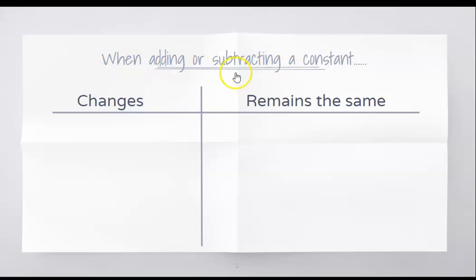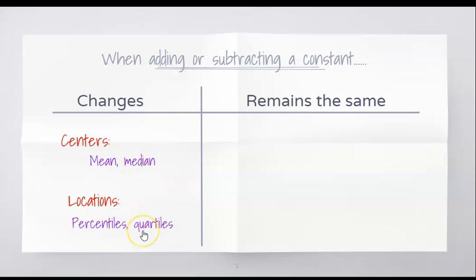The things that are going to change when I add or subtract a constant, like adding 5 points: the centers will change. You will add the same amount to the mean and the median. The locations will change too, the percentiles and the quartiles. The actual values at the 25th percentile or the 28th percentile will be changed because you've added something to all the values. But what stays the same is the shape. If it was a symmetric distribution, it would still be symmetric. It would just be moved over 5 units or whatever.